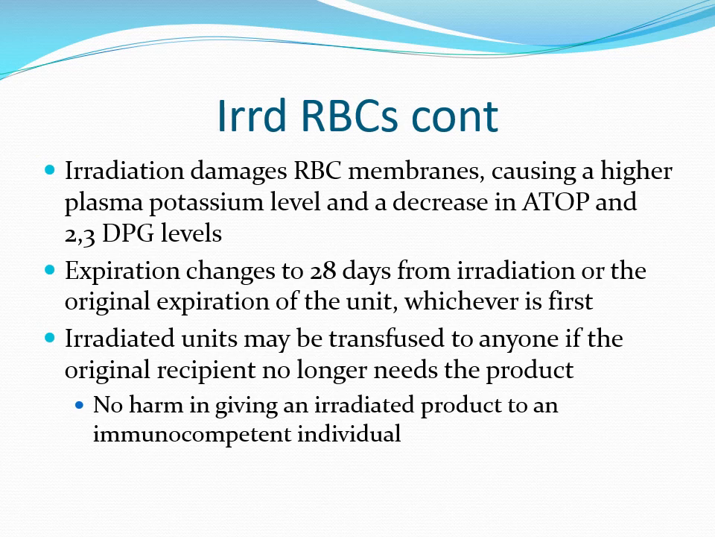So the irradiation of the RBC damages the membrane. It's going to cause a higher potassium level and a decrease in the ATP and the 2,3-DPG levels. Now, the higher plasma potassium level is minuscule. They consider it not clinically significant. It's going to be very similar with the gamma or the X-ray irradiation. The expiration changes to 28 days from the irradiation or the original expiration of the unit, whichever is first. Irradiated units can be transfused to anyone if the original recipient no longer needs the product. Let's say they originally ordered 5, only transfused 3. No harm is done by giving an irradiated product to an immunocompetent individual.